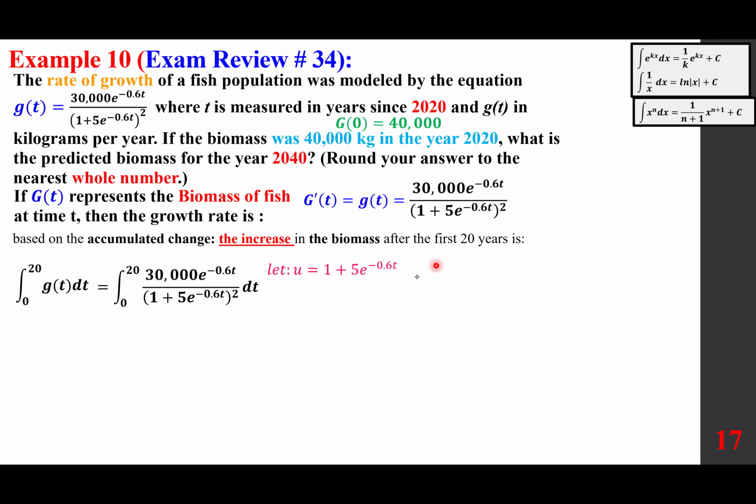So notice, if I want to differentiate this, in other words, du/dt: 1 goes to 0, and 5e to the power of −0.6t is itself. Why is it itself? Because it's an exponential. And by the rules of exponentials, times −0.6. The product of these two will give us −3e to the power of −0.6t. So this is du/dt.